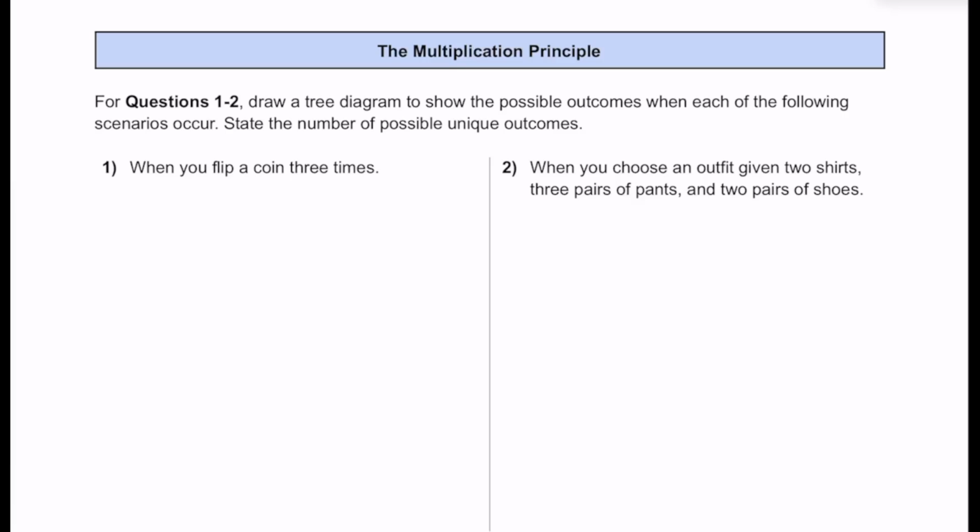Let's practice working with the multiplication principle together. All right, so for number one, we're going to go ahead and flip a coin 3 times. Again, the assumption is that these coins are going to be fair. So if you flip a coin, you have 2 options. Essentially, we have heads and tails.